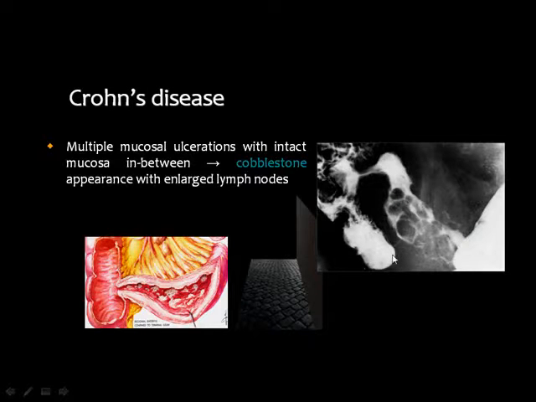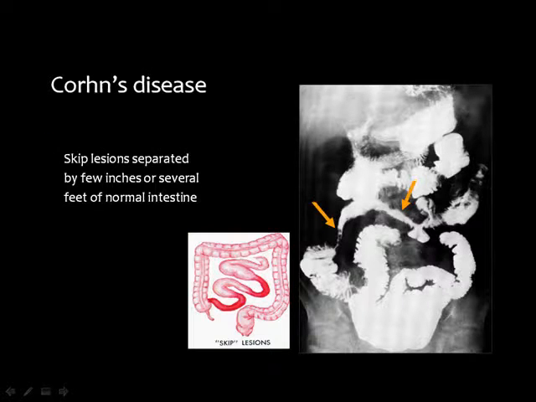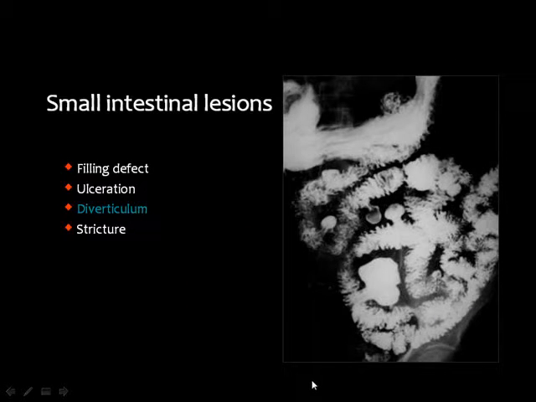Then Crohn's disease may also produce filling defects in the terminal ileum, and that's because of the hypertrophy of the normal mucosa in between the ulcerated mucosa, giving this configuration which is known as the cobblestone appearance. And Crohn's disease in the intestine is also characterized by what's known as skip lesions. Skip lesions meaning that you have an area of diseased bowel, then a healthy area, then another area of diseased bowel. This is what is known as the skip lesions.